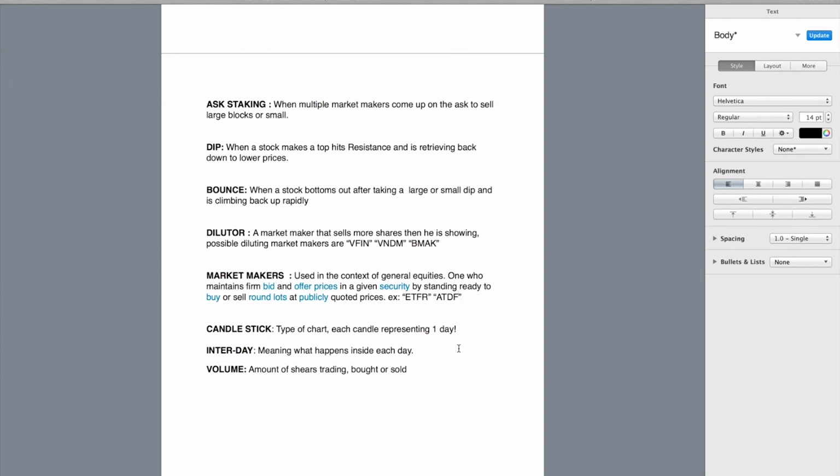Candlesticks is a type of chart we're going to be using. About 90% of traders use this chart, if not all of them. It's really reliable and it's really easy to work with. Intraday is what happens inside each day of a stock. Volume, amount of shares being traded, bought, or sold.